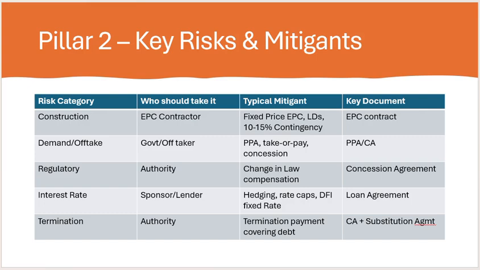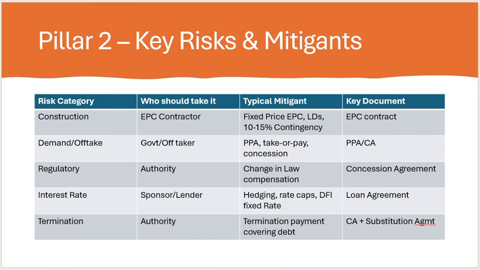Then the demand and offtake risk. Government off-takers like the National Highway Authority of India or the Solar Energy Corporation of India Limited. So these are the different off-takers in India. So the power purchase agreement, the off-take or pay, or the concession agreement are the typical tools we use to mitigate the demand and offtake risk. So the key documents are the concession agreement and the power purchase agreement.